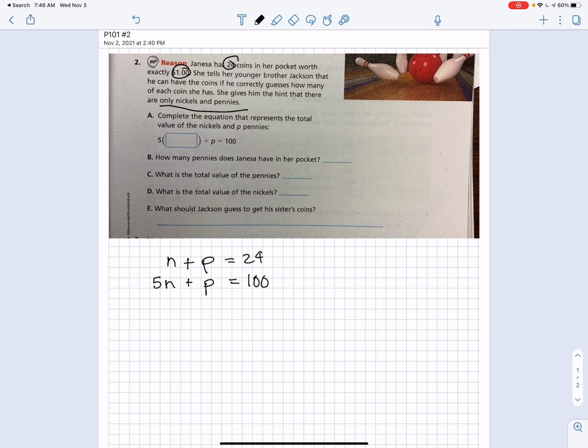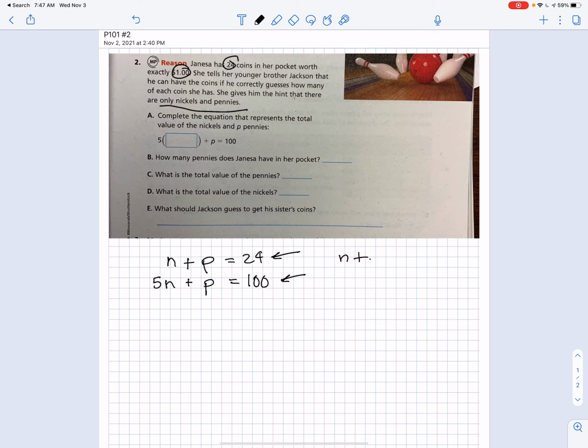the questions, and A says complete the equation. Well, 5 times something plus p equals 100, that looks like this. So you could say, okay, we just put n in there, right? But if we don't know how many nickels and we don't know how many pennies, we can't solve for two variables. So we have to put one of those variables in terms of the other one. And the way we do that is we use this other relationship that we noticed, and we put n in terms of p. In other words, we solve that equation for n.